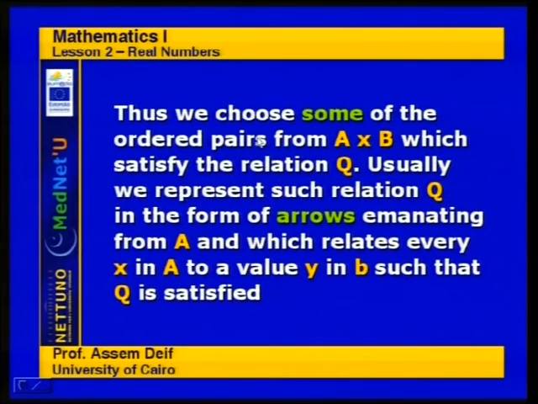So we say it in this way. We choose some of the ordered pairs from A cross B which satisfy the relation Q. Usually we represent such a relation Q in the form of arrows, arrows which emanate from A and end up at B, and which relate every x in A to every value in B such that Q is satisfied.